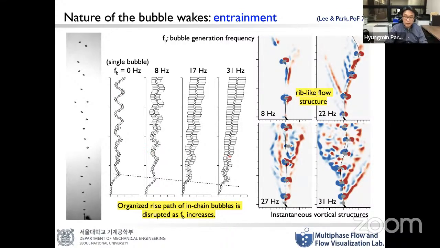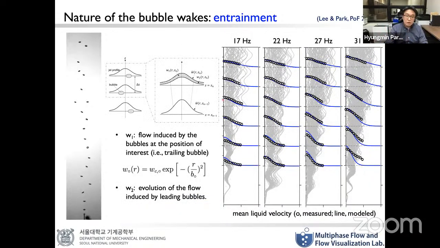As the bubble generation frequency increases, the organized rising path of the in-chain bubbles is strongly disrupted. When you look at the instantaneous vertical structures generated by these chain bubbles, as highlighted here, you can see that vertically slanted lip-like flow structures are generated from each bubble consisting of a single bubble chain flow. But this is the instantaneous vertical structure. When we move on to the time-averaged flow structures, unlike the previous lip-like structure, we can measure the very famous jet velocity profile, as you can see here.